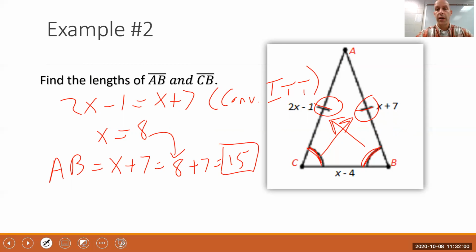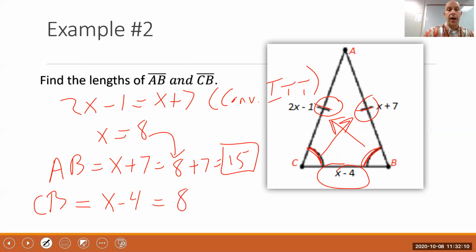Now I also want to find the length of segment BC. That's this guy down here. So BC, I'll call it CB because that's what I said, is x minus 4. Now we're going to plug 8 into that. Of course, that's going to be 4. So the length of segment AB is 15. The length of segment CB is 4.